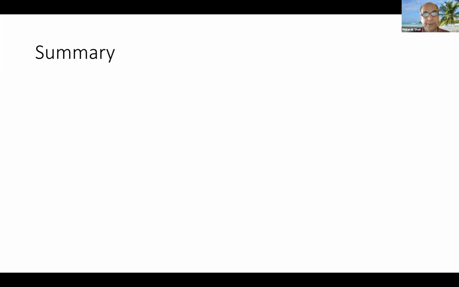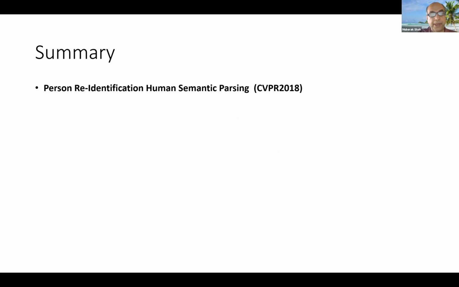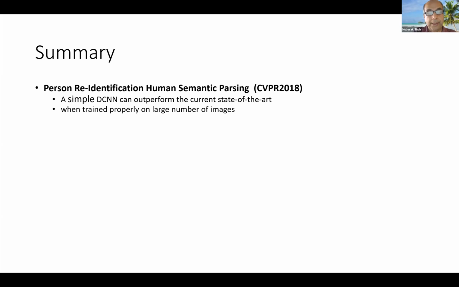And so just to summarize the whole talk, I talked about person re-ID, where we use human segmentation, different parts segmentation, and came up with a simple deep learning method, which outperformed the state-of-the-art method at the time the paper was published. We trained properly on a large number of images, and that made a big difference. And of course, the semantic parsing helps us a lot.